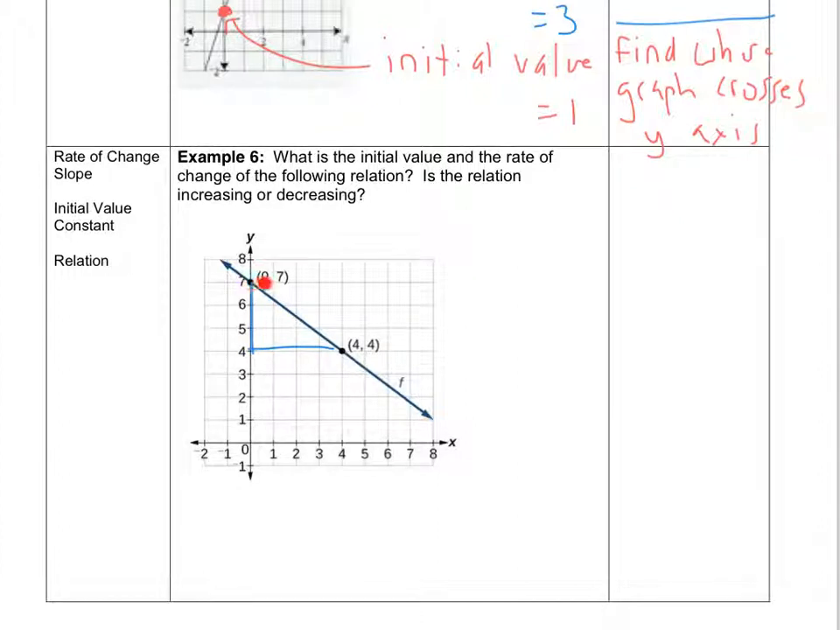And starting from the point on the left, we have to go down 3 squares. So going down 3 means I'm going negative 3. Down means negative. So your rise is negative. And then my run is to the right by 4, so it's positive 4.